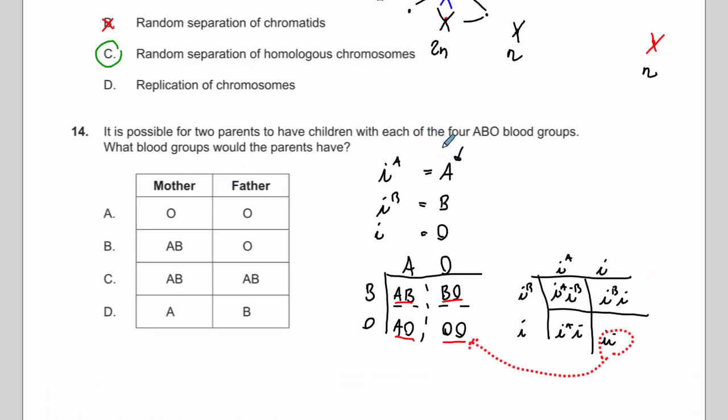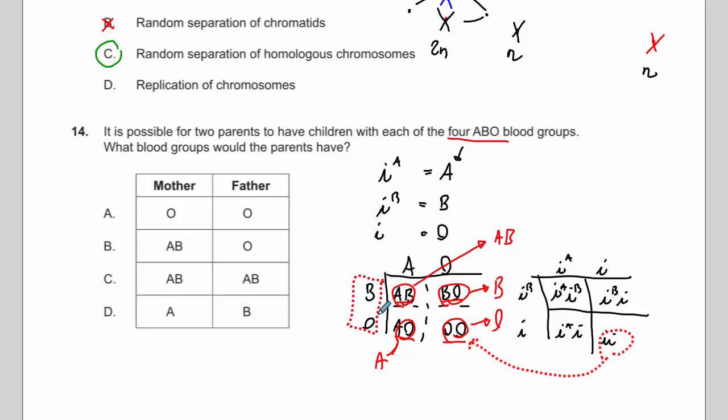So is it possible for 2 parents to have children with each of the 4 blood types? We see that we have blood type AB here, blood type B here, blood type O here, and blood type A here. And what did the parents have to be able to make this combination? 25% of each. It's easy.